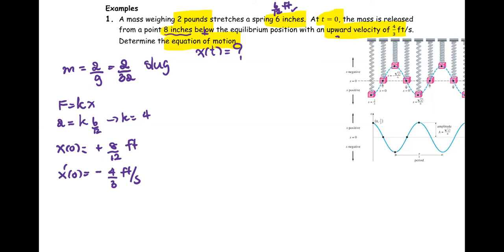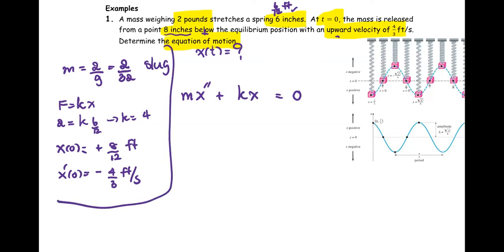No question. Okay, so that means this one has no damping force, no external force. The model is x double prime plus k over m. So we can write the original one like m x double prime, from Newton's law, plus k times x, this is from Hooke's law, equals no external force. Since the m that we found is 2 over 32, which is 1 over 16, this is 1 over 16 x double prime plus k, which is 4, times x equals 0.